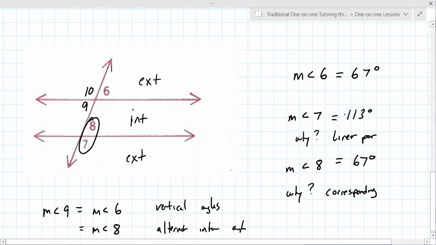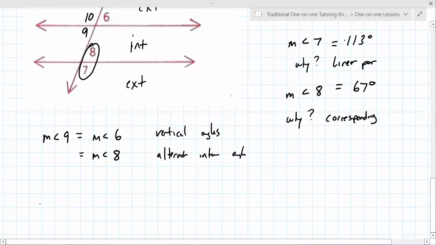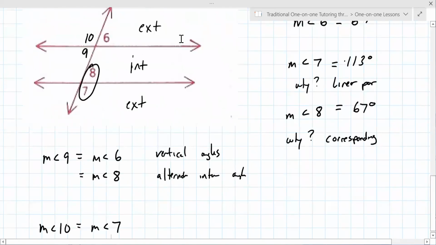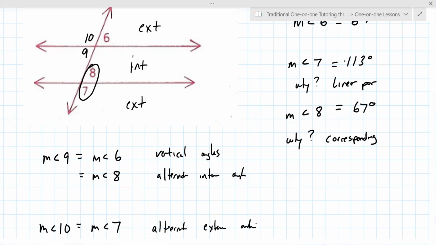I go measure of angle 10. Let's come down here. So the measure of angle 10 equals the measure of angle 7. And the reason is, and this is where it does matter which side they're on, they're in the exterior, but they're not on the same side. They alternate. So this one is the alternate exterior angle. Okay. Is that okay? Yes.